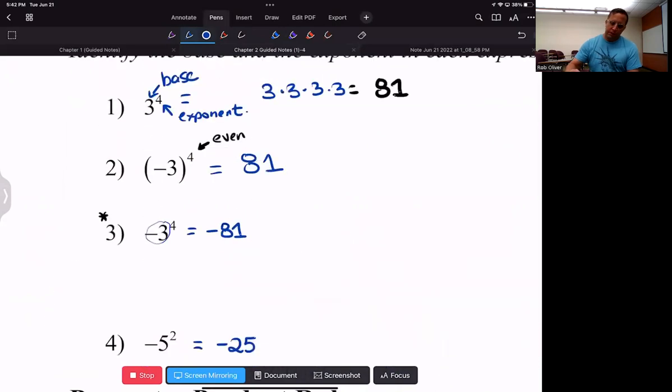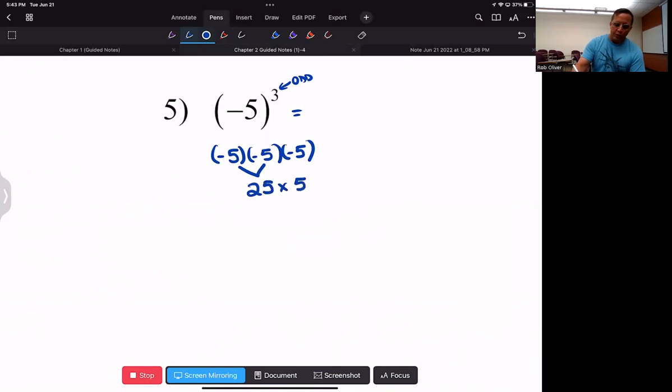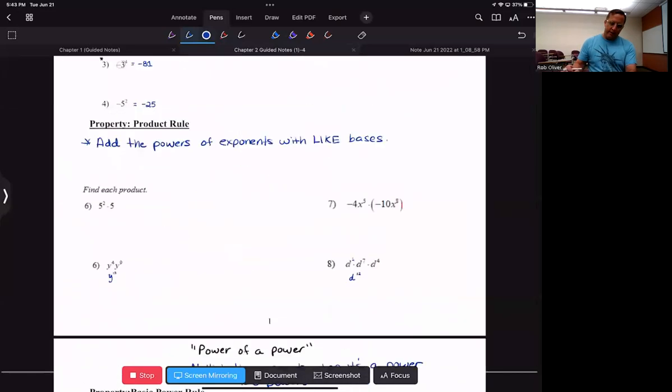Okay. Is there one more? Yeah, there is. All right, number 5. This one is in parentheses, and it has an odd exponent. Therefore, this should come out negative. So negative 5 times negative 5 times negative 5. Well, 5 times 5 times 5. Let's just do this little by little. 5 times 5 is 25. And then 25 times 5 is 125. And don't forget the negative because it has an odd power. Okay. So that's that.